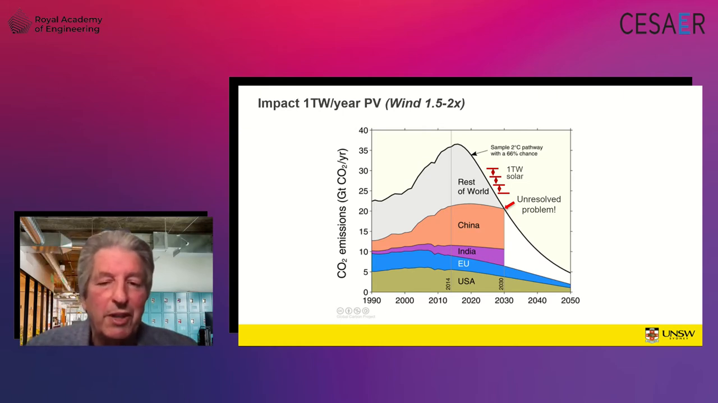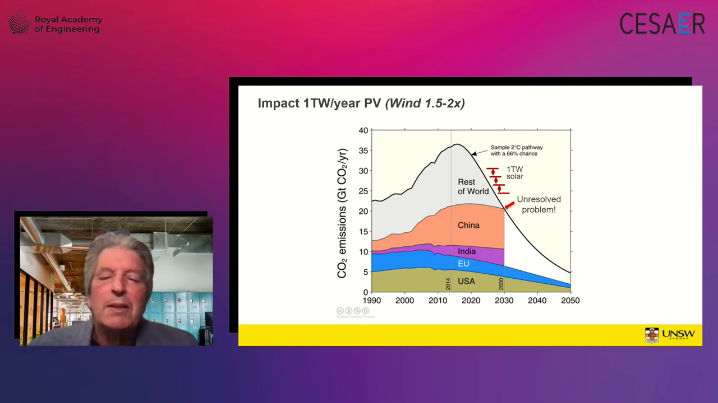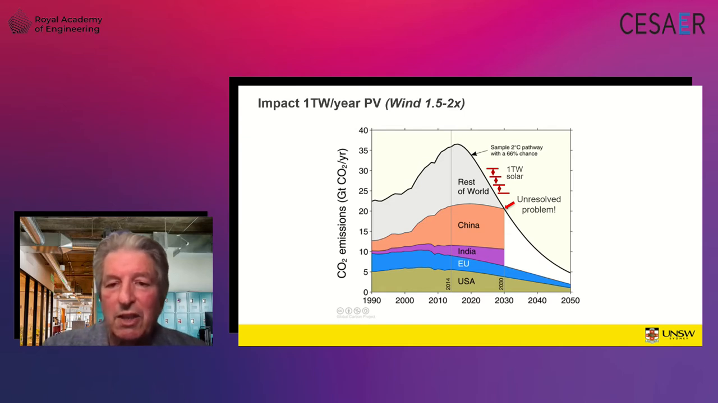This is a slide from 2014, before photovoltaics costs had reduced to their present levels. But you can see the problem we're facing: despite the best efforts of the many countries, we're going to use the whole budget for reaching, in this case, a 2 degree temperature rise globally. But if you look at the impact of 1 terawatt of photovoltaics, those little arrows on the right, that's the impact if you're displacing coal from electricity generation or oil from transport.